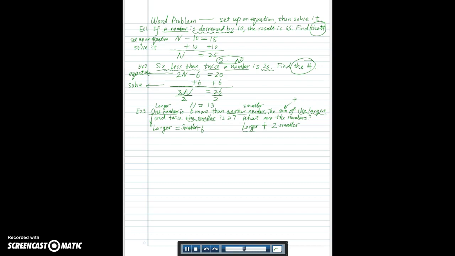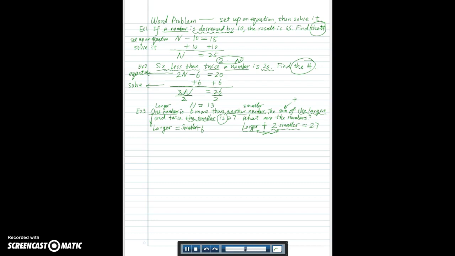The larger right here. And what? Not the smaller, it's twice the smaller. So instead of adding larger and smaller, we're actually adding larger and twice the smaller. So this is exactly the first part of the sentence: the sum means the sum of the larger and twice the smaller. Is means equal sign, 27. So now each sentence is translated into a mathematical equation.